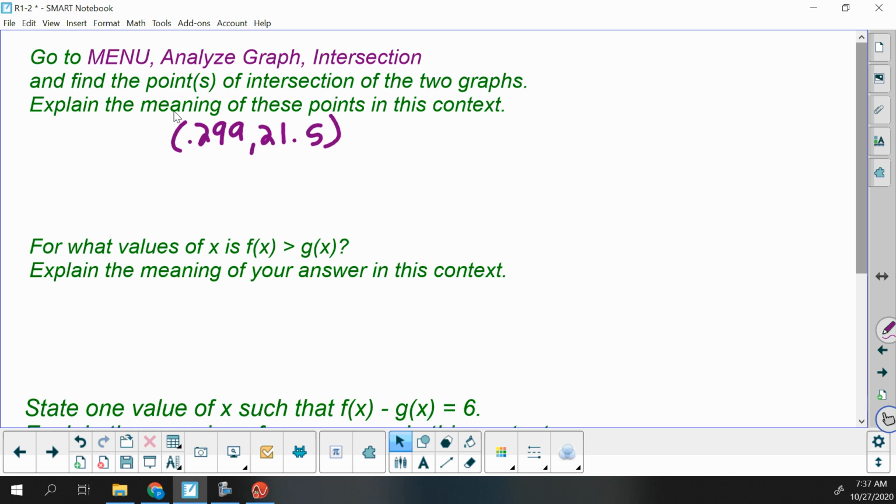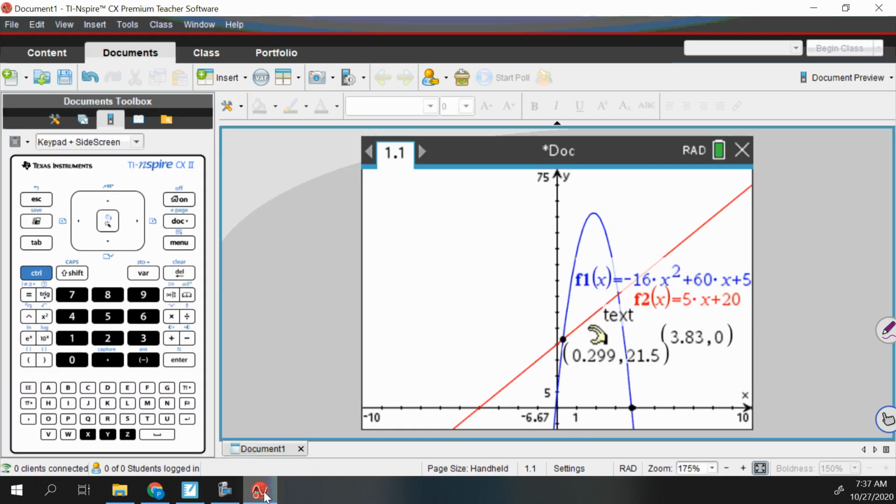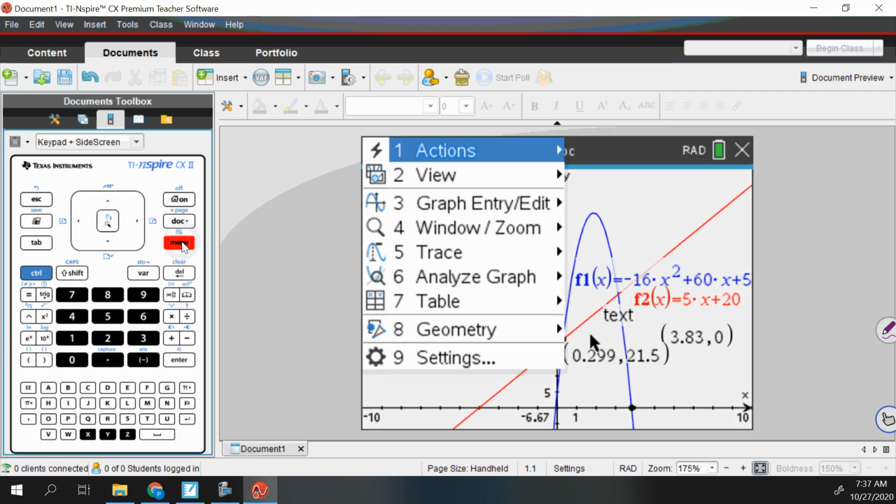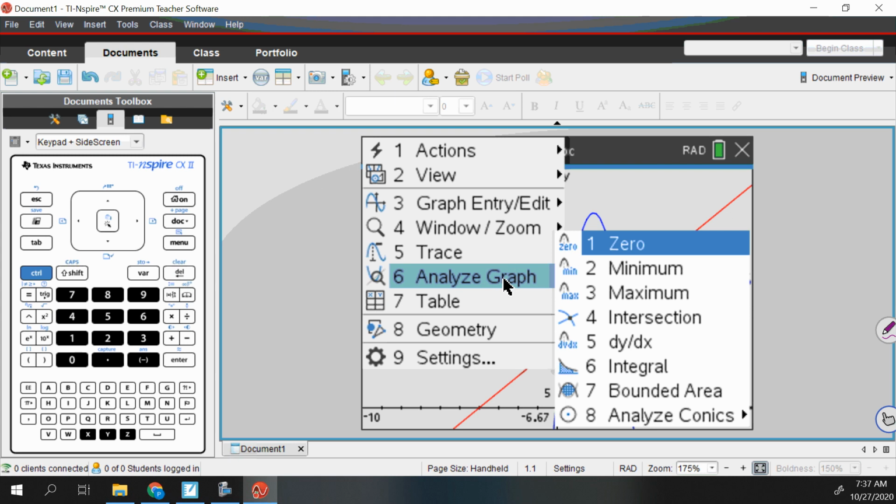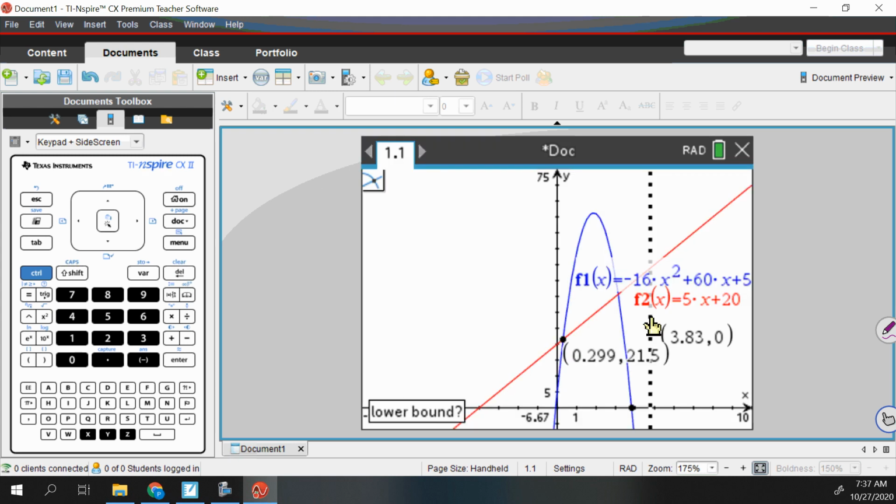Now, keep in mind, if you want to find more, just click the X or Y value, whichever you want more decimal points of, and hit plus, and it'll show you some more. Well, let's find the other one. Menu, Analyze Graph, Intersection. We'll find the right-hand intersection. So that's left of it. Click right of it, and you got 3.14, 35.7.